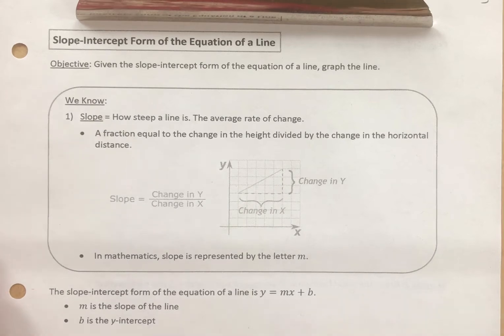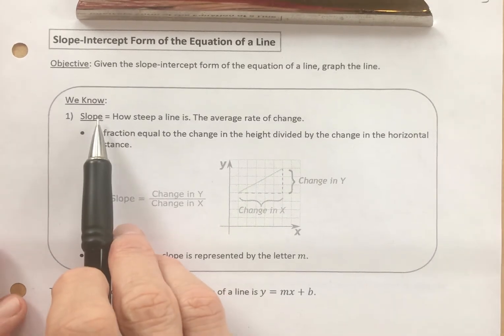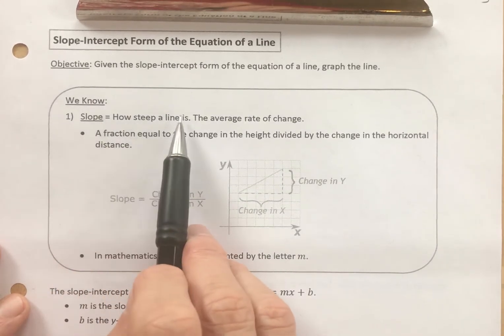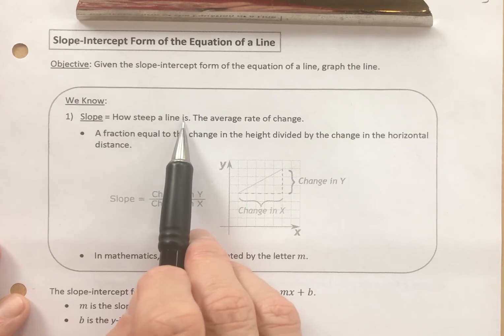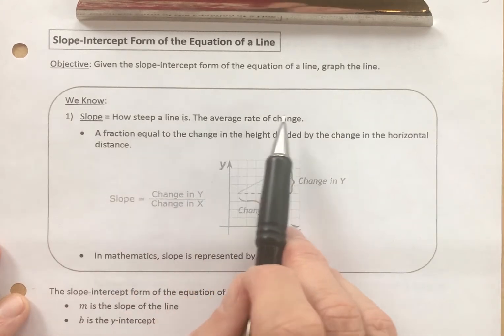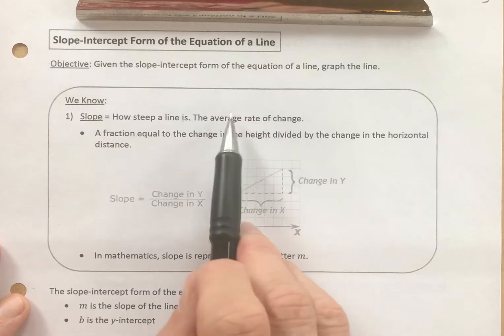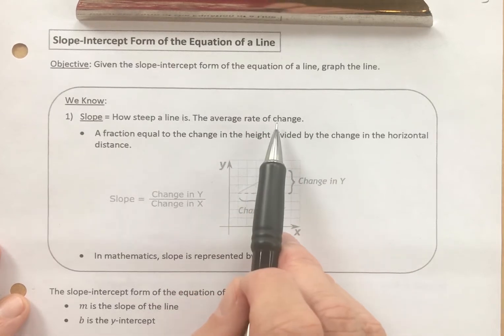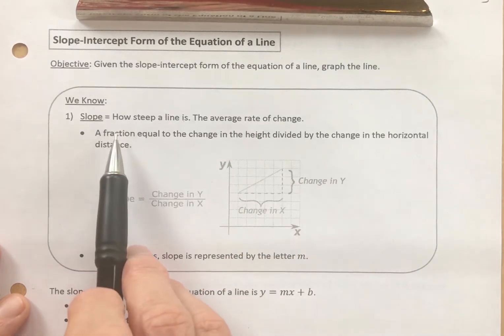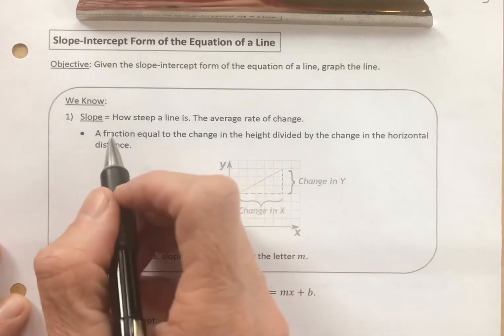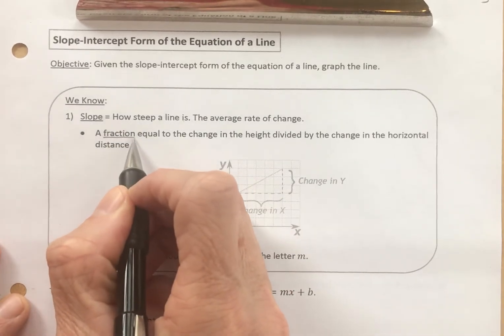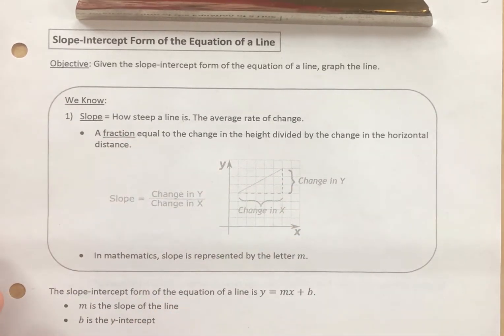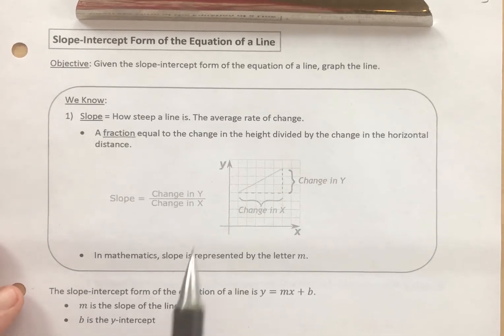So, what do we know thus far? Well, we know what slope is. Slope is how steep a line is. It's also the average rate of change, which we're going to look at in more detail in the next video. It's a fraction, always a fraction, and keep that in mind. If it's not written as a fraction, you can write it as a fraction because slope is a fraction.